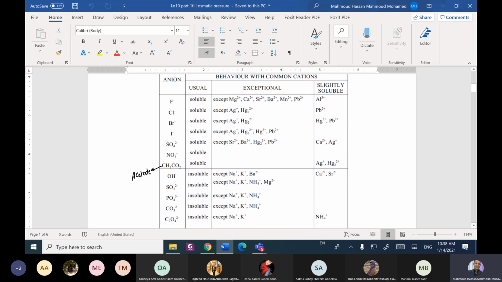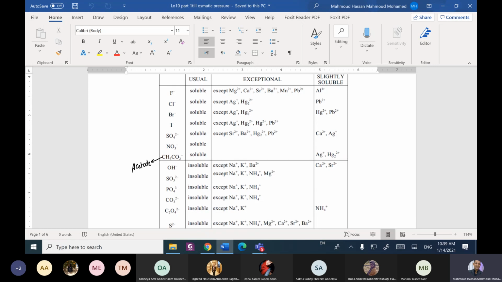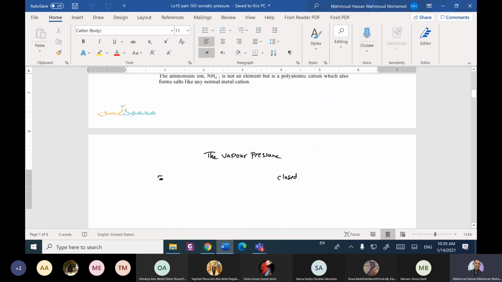So all the nitrate salts are soluble in water. We can return to this chart to determine the ability of the salts to dissolve in water.